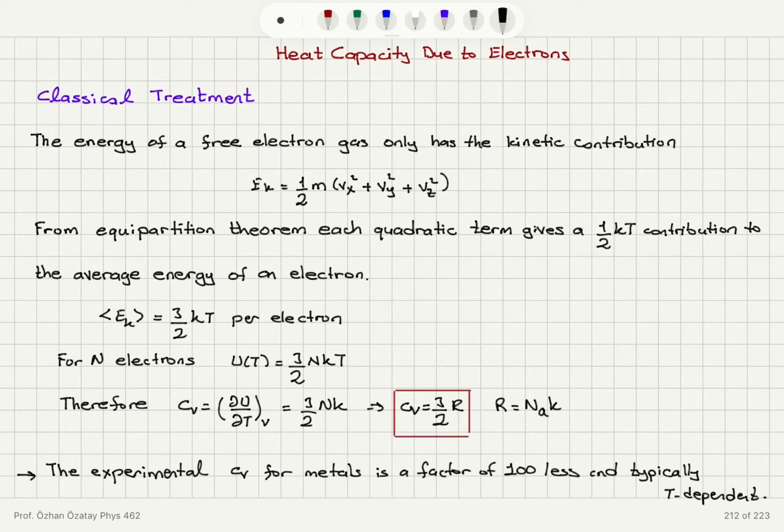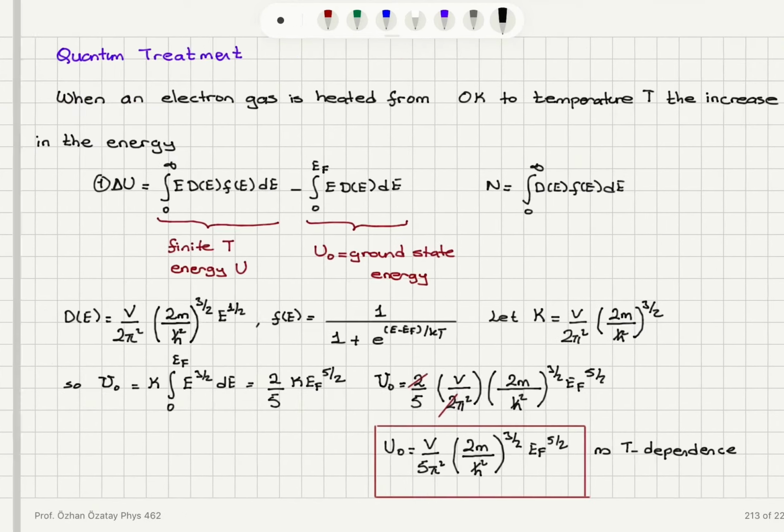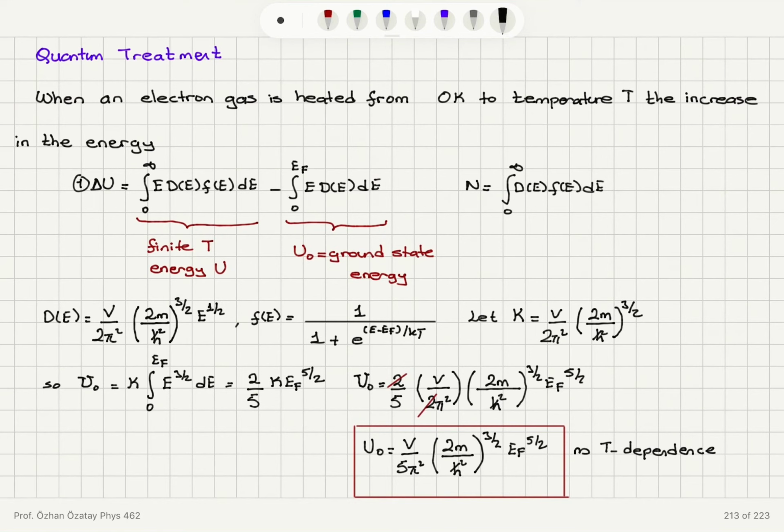Now the experimental value that we find for metals is almost a factor of 100 less, and it's typically temperature dependent, so this classical result does not seem to hold for metals at temperatures close to room temperature or low temperatures. So we need the quantum treatment.